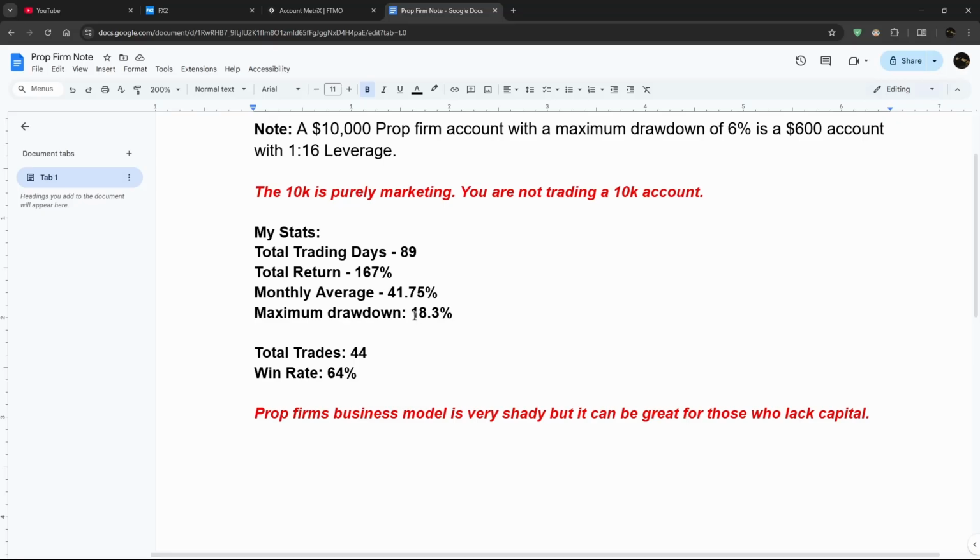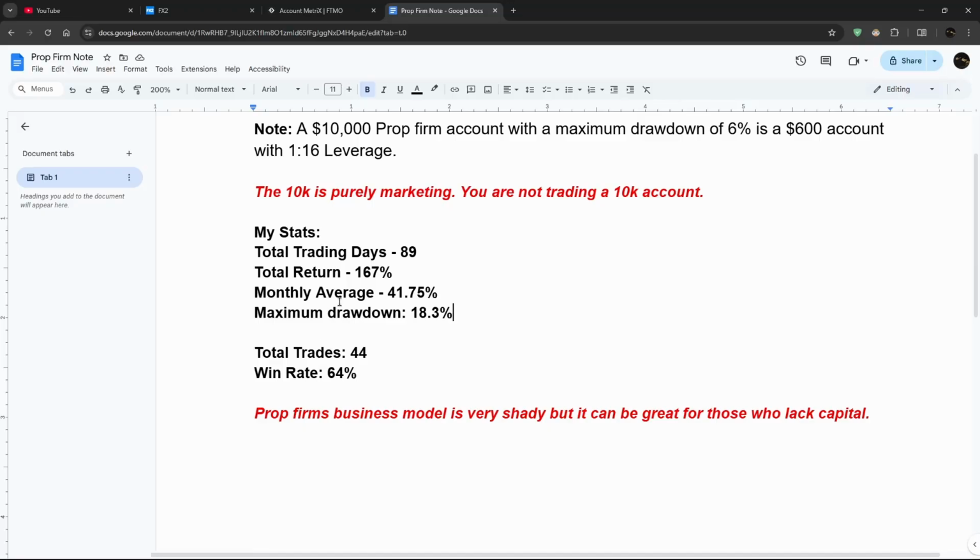Another thing is the maximum drawdown was 18%. And again, your maximum drawdown on a prop firm account is not 6%, it's not 10%, it's the drawdown of the actual balance. So trading a $600 account, which is what I am assuming, the maximum drawdown was 18%, which was when the account was up quote unquote $10,400 and came back down to $10,200 or something like that. That was the 18% drawdown that I had. So these are the statistics.